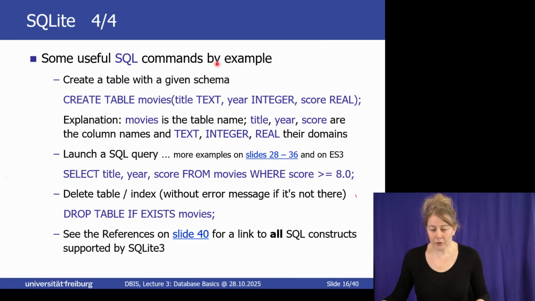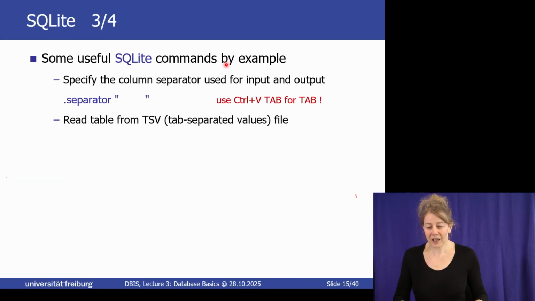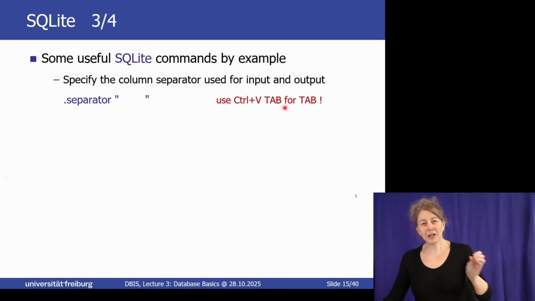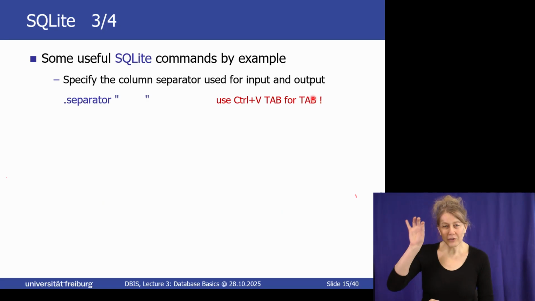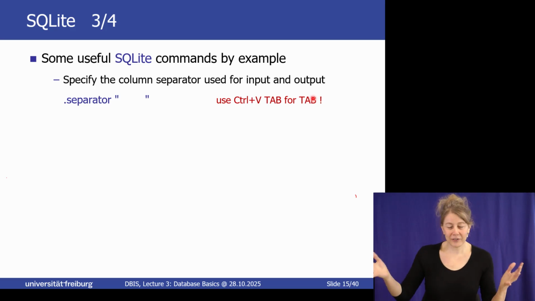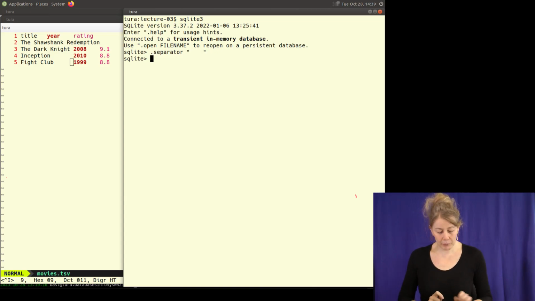And let me just go to the slides real quick. How do you type a tab? Because a tab usually has a function in most terminals. If you want a tab as a symbol, do Control V and then type the tab, then you get the tab. Because if you just do tab, it usually does something in a terminal. It's on the slide. So now I've set the separator to tab.